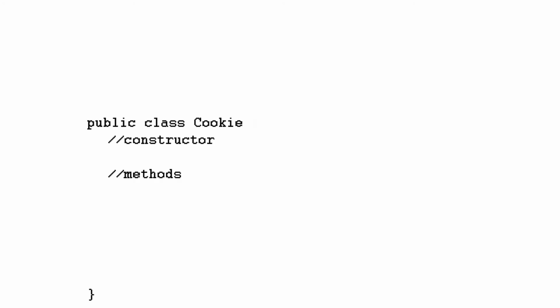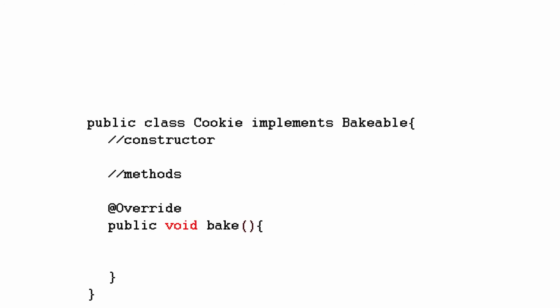In our cookie class, for example, we will revise our code by adding the implements keyword and the name of our interface. By declaring that our cookie class implements the bakeable interface, the cookie class must define every method declared in bakeable. To define a method from an interface, we will need to override the abstract method. We will do this by including the @override keyword right above our method declaration and definition. We then can declare the bake method, making sure that its return type and parameters are the same as the abstract bake method from the bakeable interface.